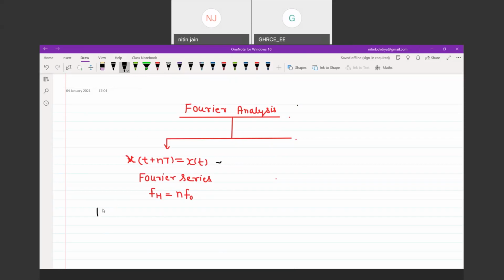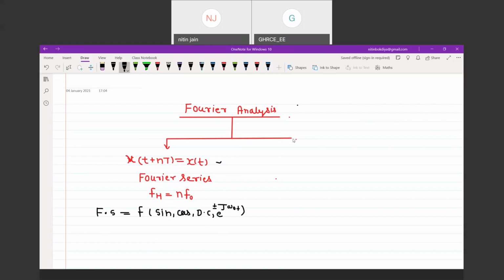Fourier series means we can represent the periodic function in terms of sine, cosine, DC, or e to the power iota. We can represent it like this. So this is Fourier series.